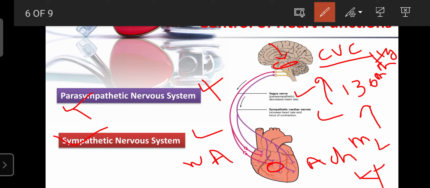This released noradrenaline mainly acts on the beta 1 receptor that is present in the myocardium, the muscles or cardiac cells of the heart. Here noradrenaline acts on beta 1 and opens the sodium channel. Then sodium accumulates inside the myocardium or cardiac cells. Due to accumulation of sodium, depolarization occurs. That is nothing but a positive environment developed in the myocardium.